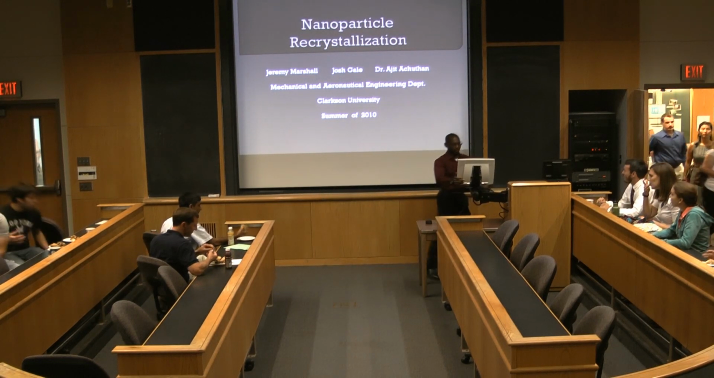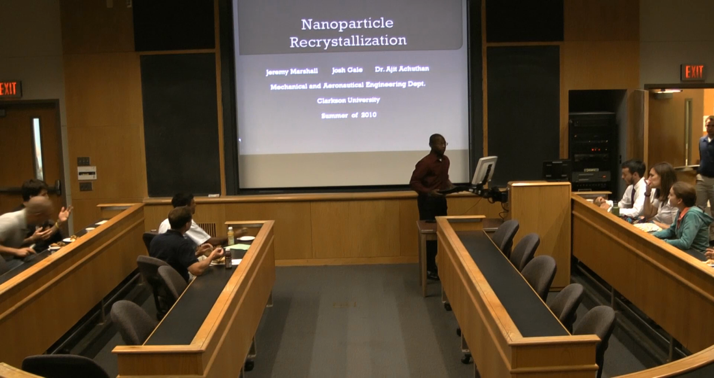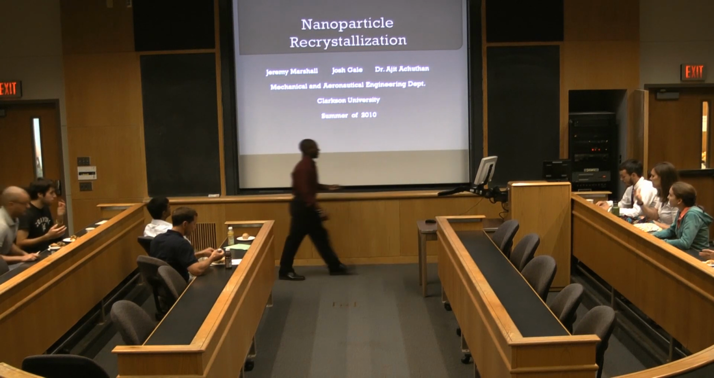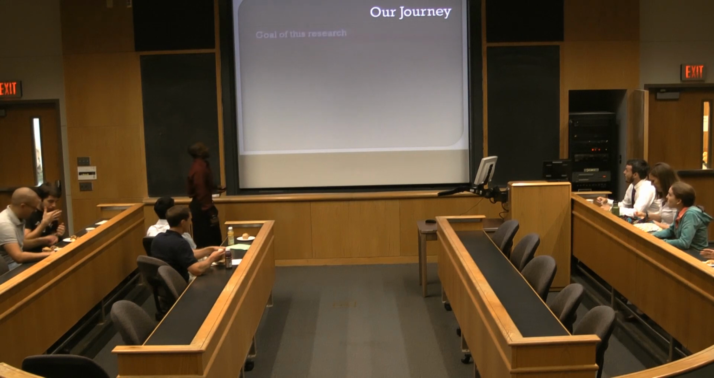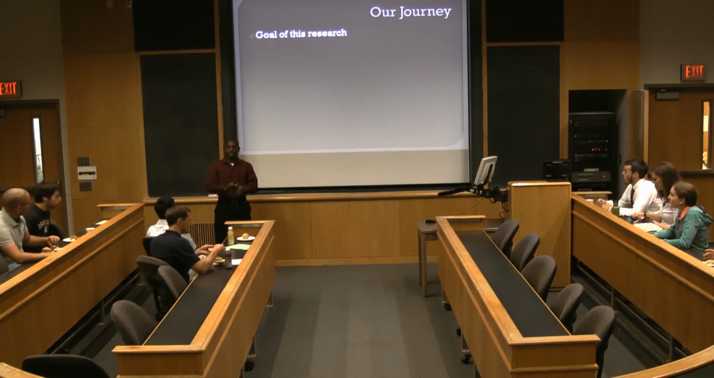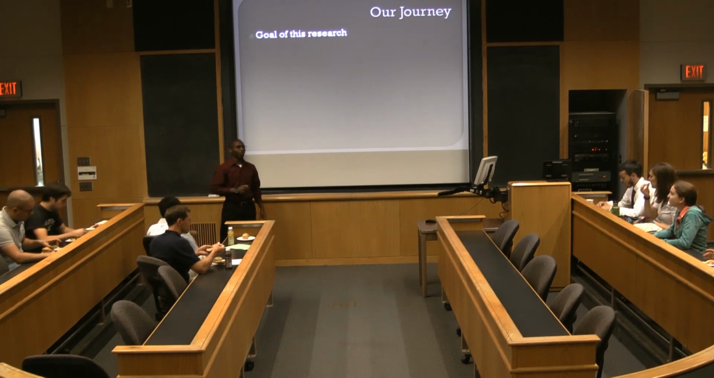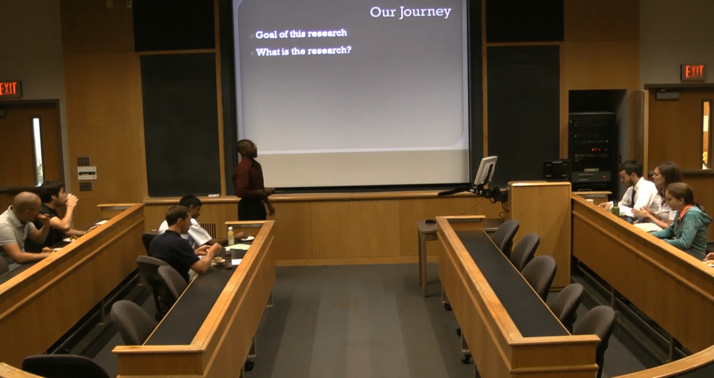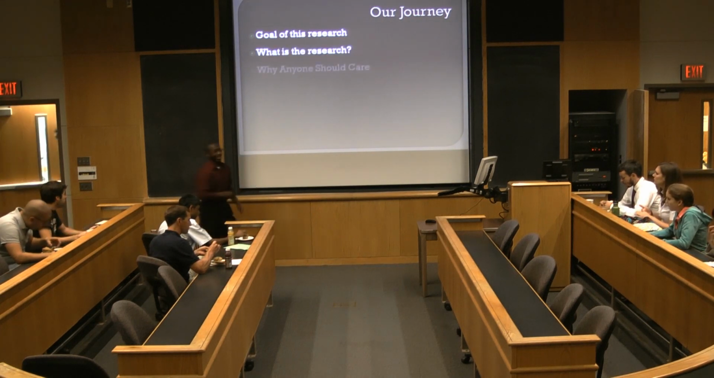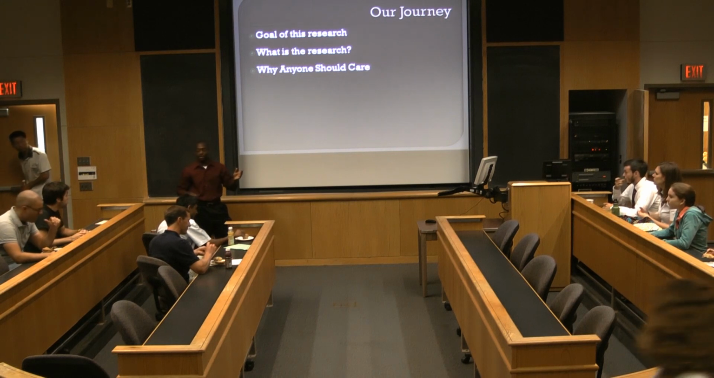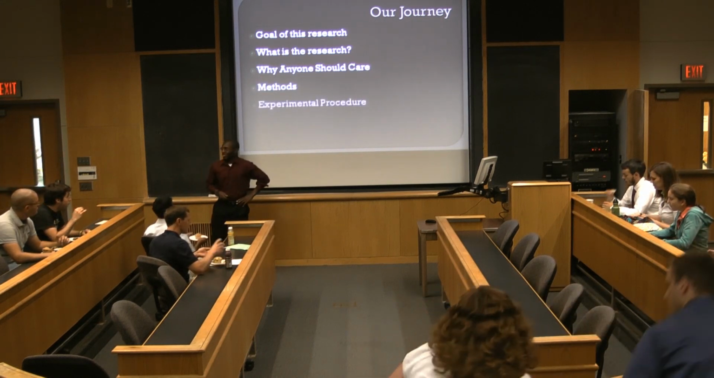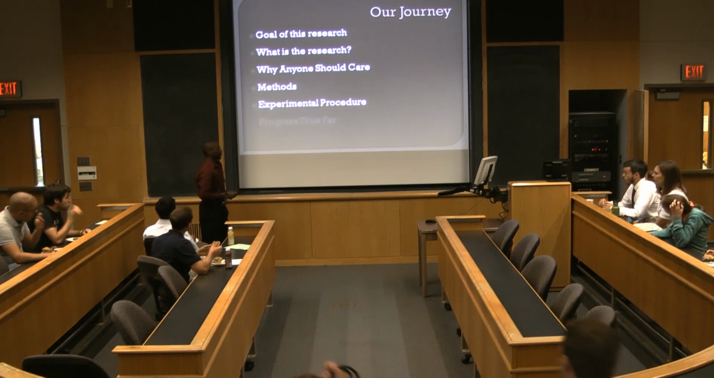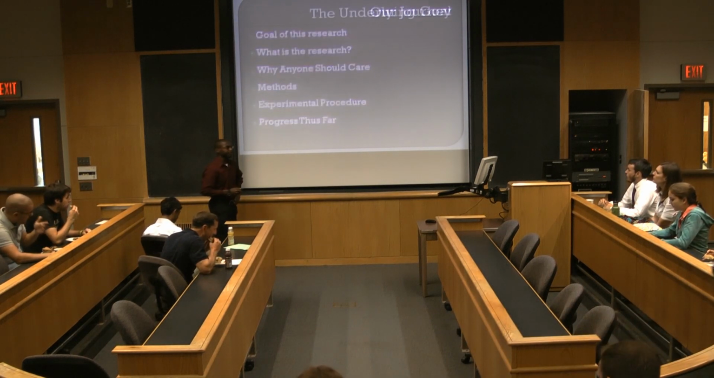Now, before we run off on our journey, we need to first know where specifically we're going to go. So here's what's going to happen. First, we're going to talk about what the goal of the research was for the summer. Afterwards, we'll go over what we were researching. Then we'll go over why anything I say matters, why anybody cares. Then we'll talk about my methods, my experimental procedure, and the progress that has been made so far.